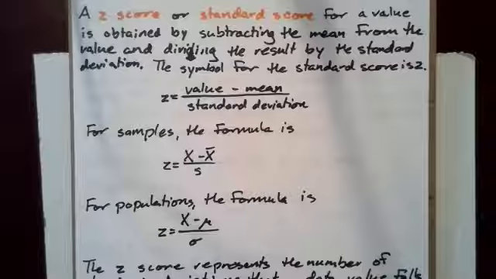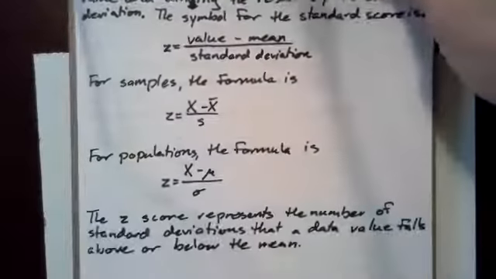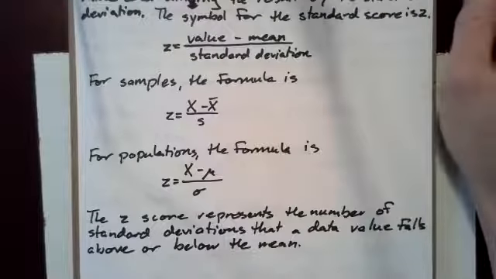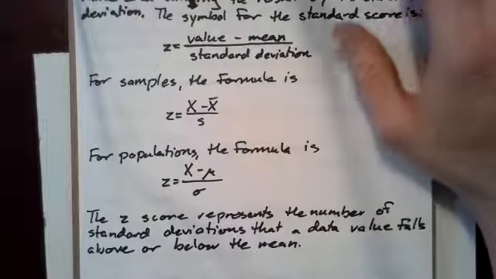A z-score, or standard score, for a value is obtained by subtracting the mean from the value and dividing the result by the standard deviation. The symbol for the standard score is z. So z equals the value minus the mean divided by the standard deviation. For samples, the formula is z equals x minus x bar over s. And for populations, the formula is z equals x minus mu over sigma. The z-score represents the number of standard deviations that a data value falls above or below the mean.